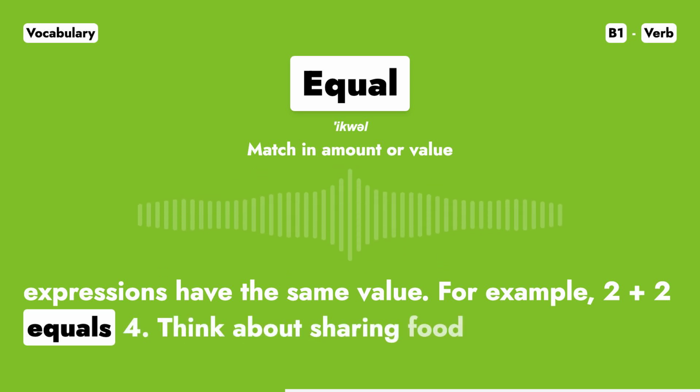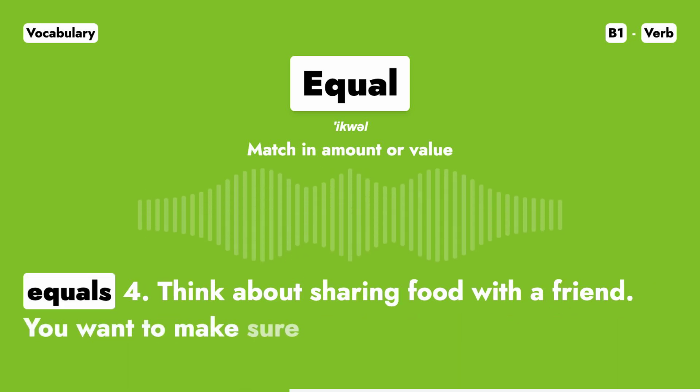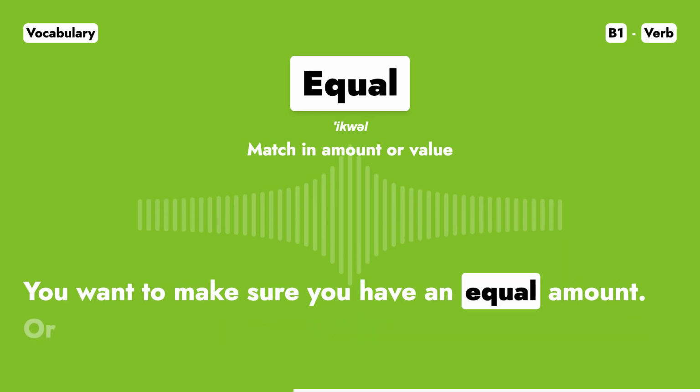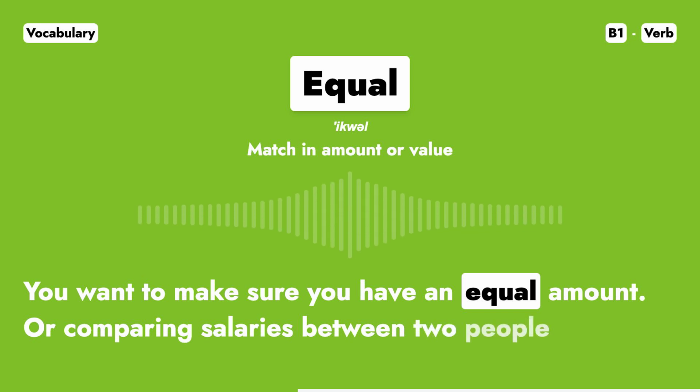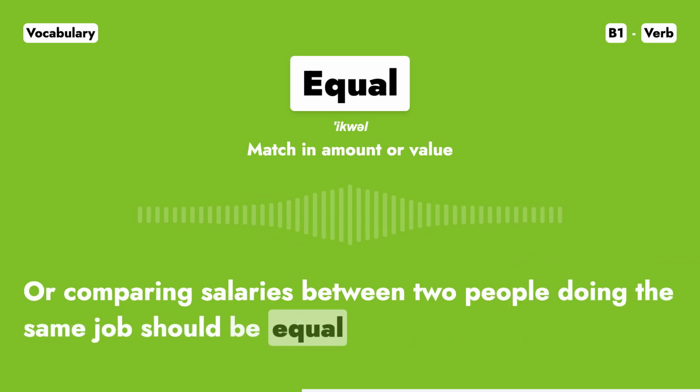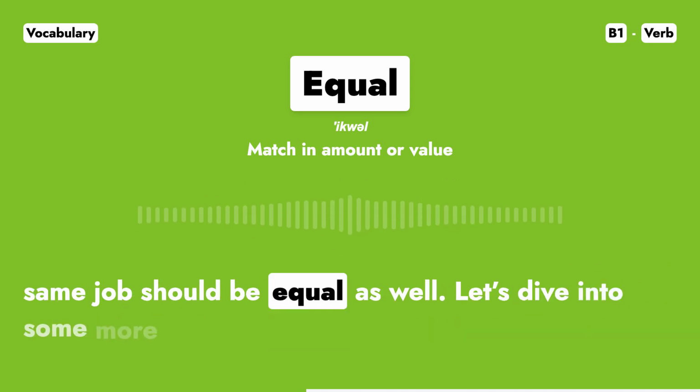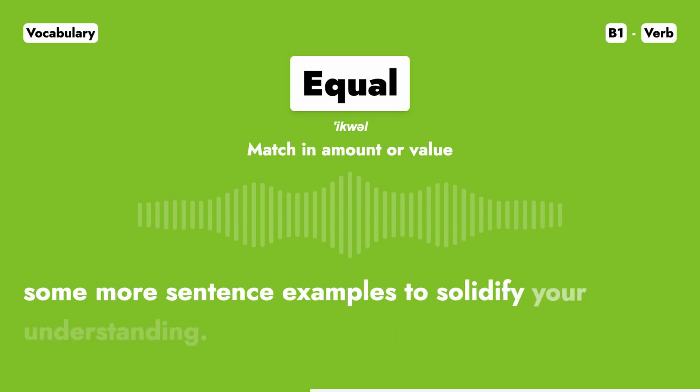Think about sharing food with a friend. You want to make sure you have an equal amount. Or comparing salaries between two people doing the same job should be equal as well. Let's dive into some more sentence examples to solidify your understanding.